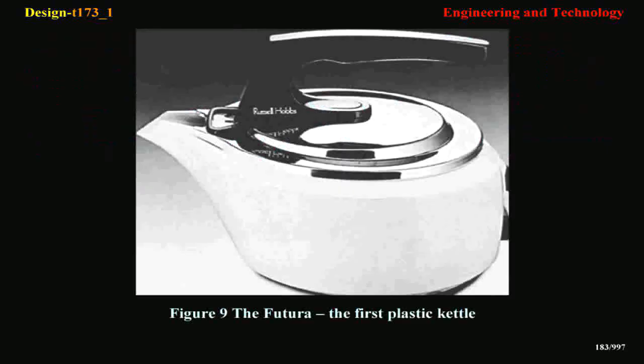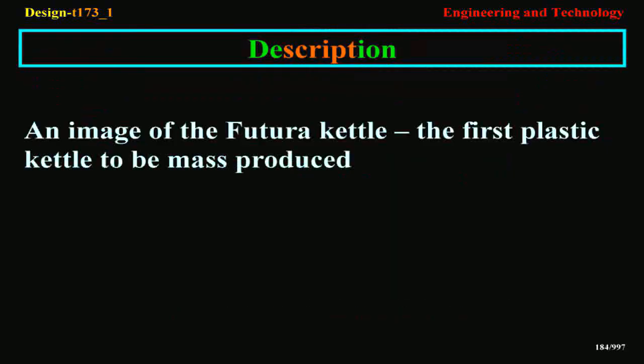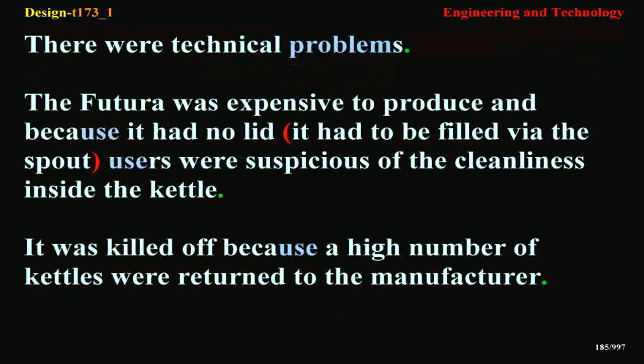Figure 9. The Futura, the first plastic kettle. Description: an image of the Futura kettle, the first plastic kettle to be mass-produced. There were technical problems. The Futura was expensive to produce, and because it had no lid it had to be filled via the spout. Users were suspicious of the cleanliness inside the kettle. It was killed off because a high number of kettles were returned to the manufacturer.